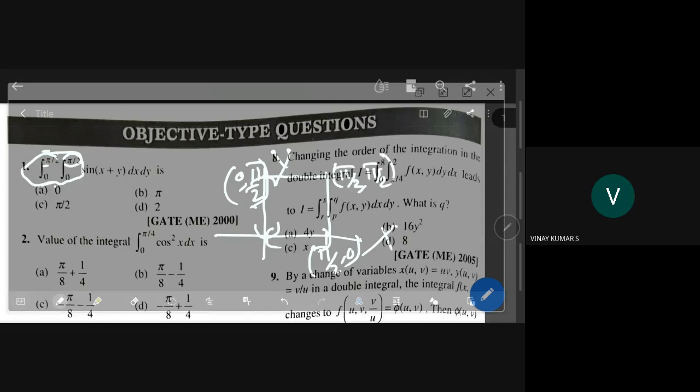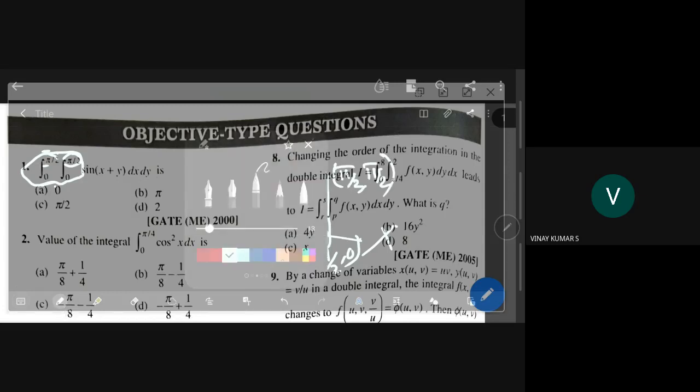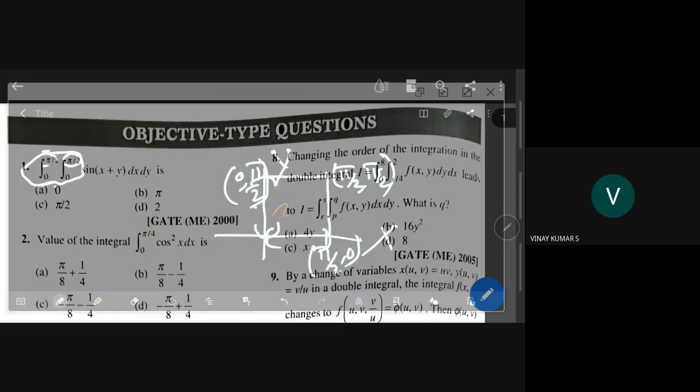If you want to do integration with respect to x first, draw a strip here. What is the x value here? x value is 0 here. What is the x value here? x value is pi by 2. So you can write sin(x + y) with x from 0 to x equal to pi by 2. Then you are moving y from here to here. What is the y value here? y is equal to 0 to y is equal to pi by 2. Or you can do it with y and x also, the same thing you will get.